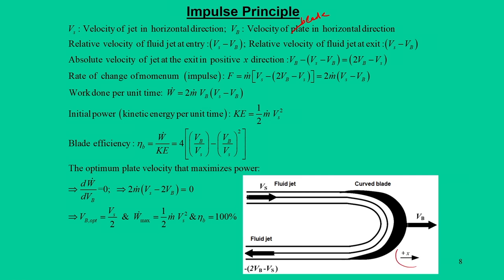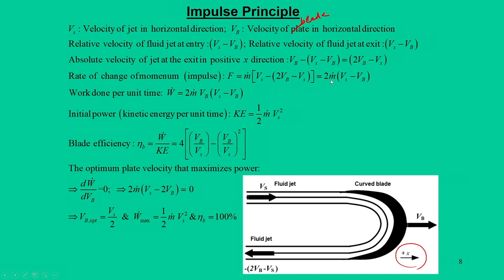And we are looking at the blade velocity in the positive x direction, and with respect to this positive x direction, the fluid jet moves relative to this. Which means that the absolute velocity at the exit will be twice Vb minus Vs. So, we know the inlet and exit velocity of the fluid, and we can find out the rate of change of momentum, that is force, as twice m dot into Vs minus Vb. In the same philosophy we can also find out the work done.